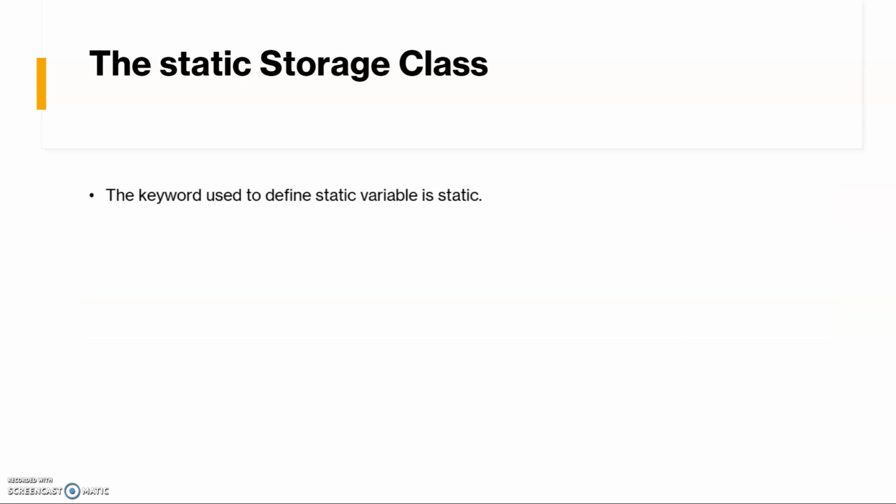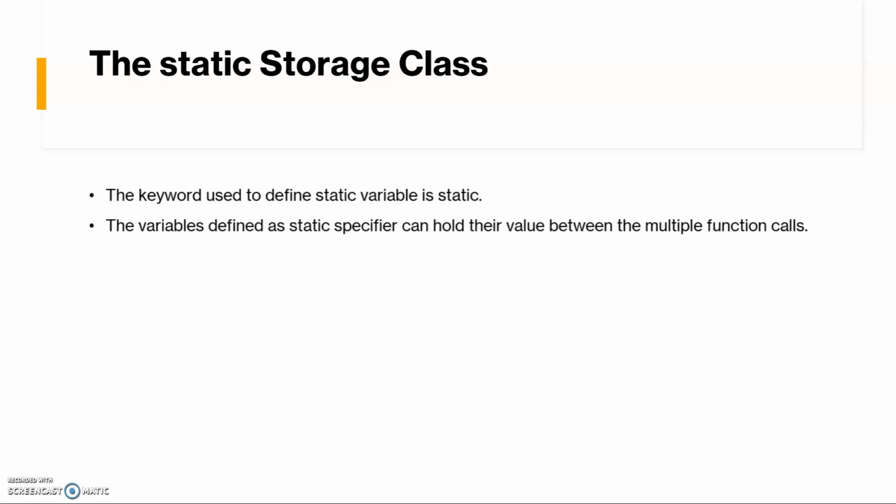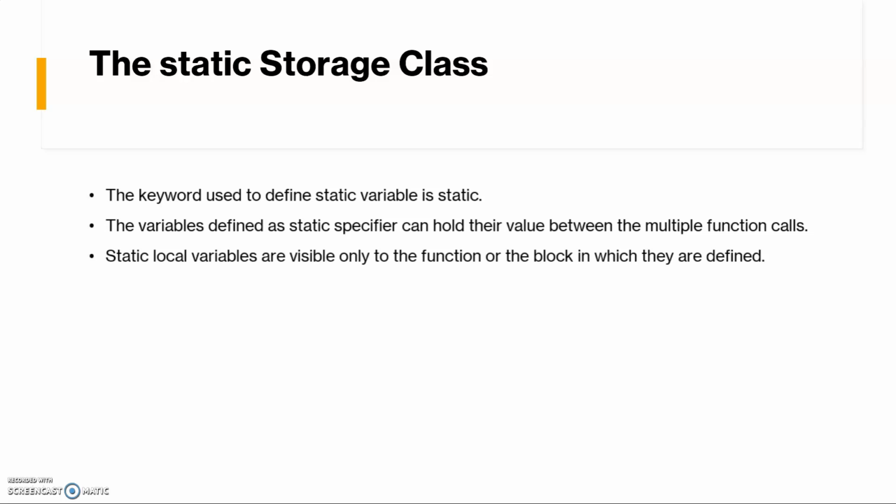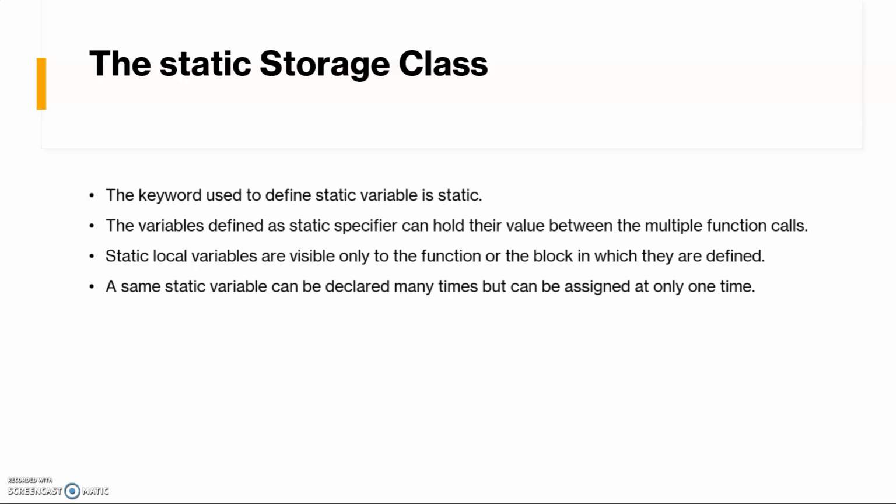What do you mean by static storage class? Whenever you want to use it, we need to use the keyword static, and these variables are defined as static. The value that you assign to a static variable will be assigned only once, and no matter how many times you call the function, the value will be retained. To understand this, I will show you one example. Static local variables are visible only within that function. The same static variable can be declared many number of times, but it can be assigned only once.